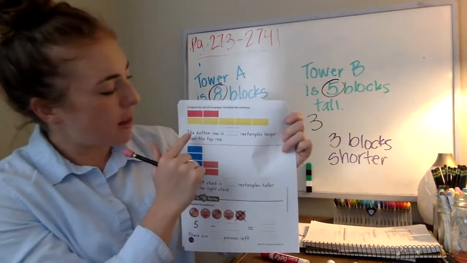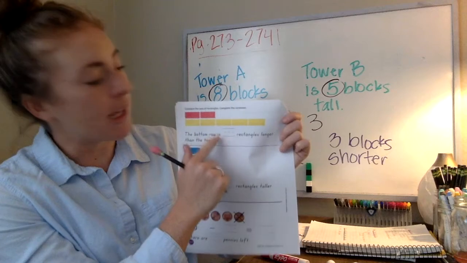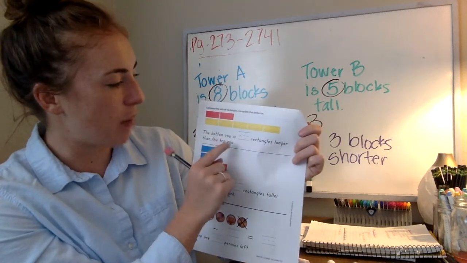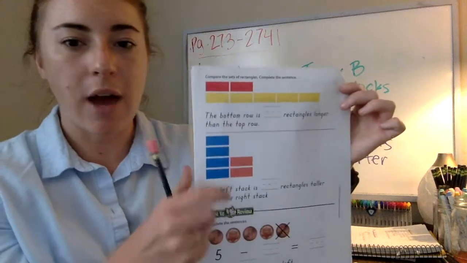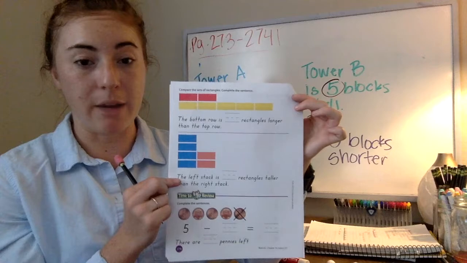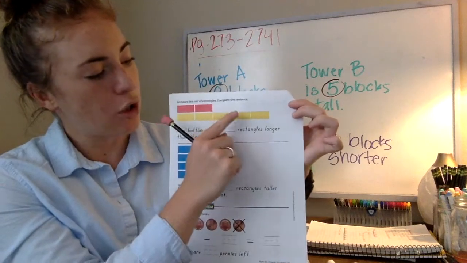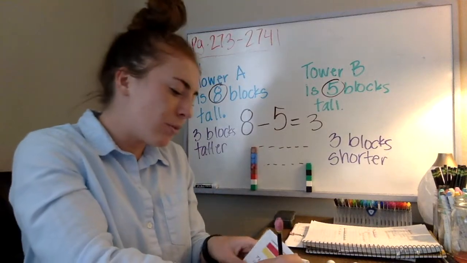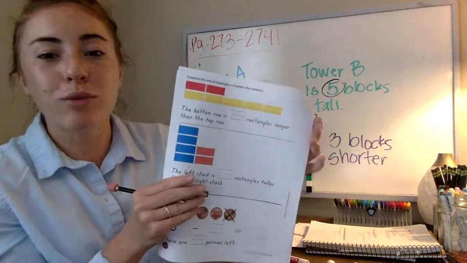So it says the bottom row is rectangles longer than the top row. So let's count how many more rectangles does the yellow bottom have? 1, 2, 3. Exactly. The bottom row is 3 rectangles long.